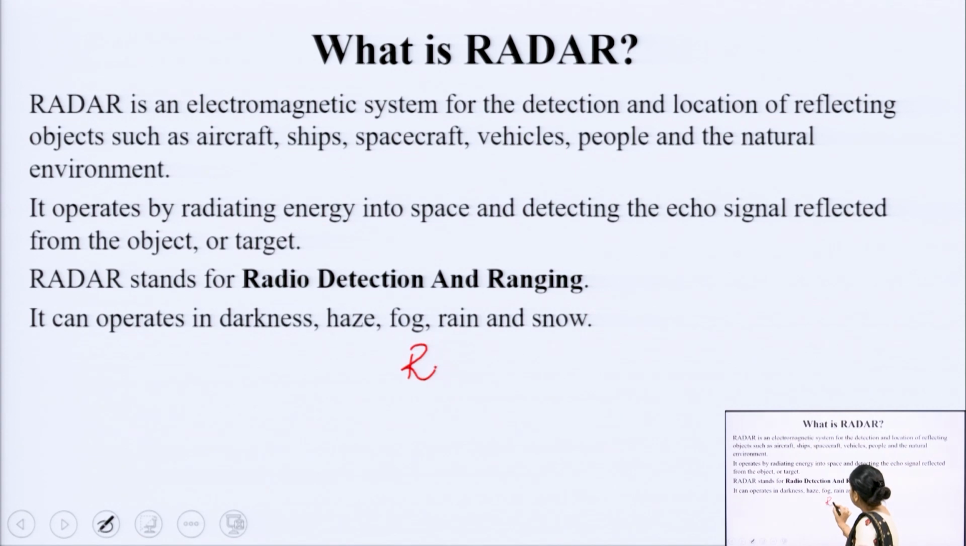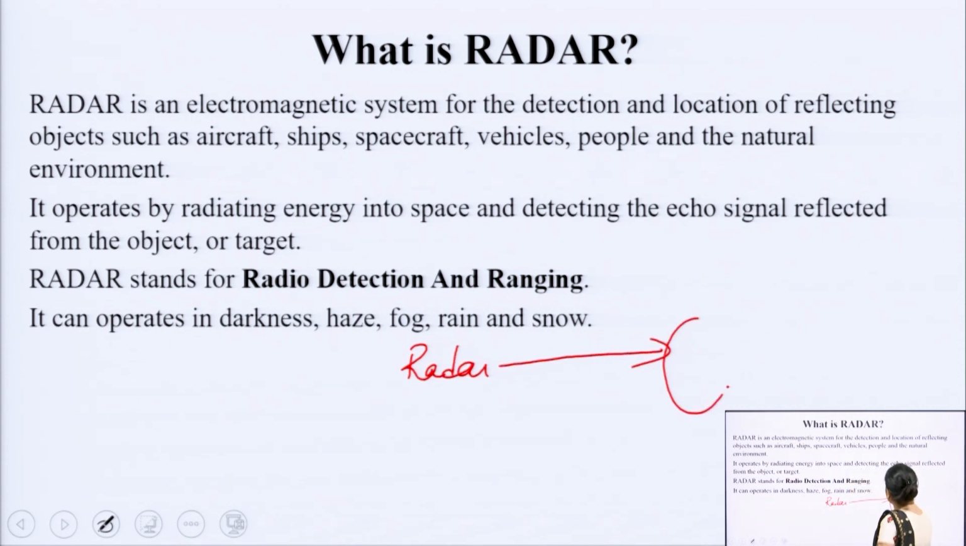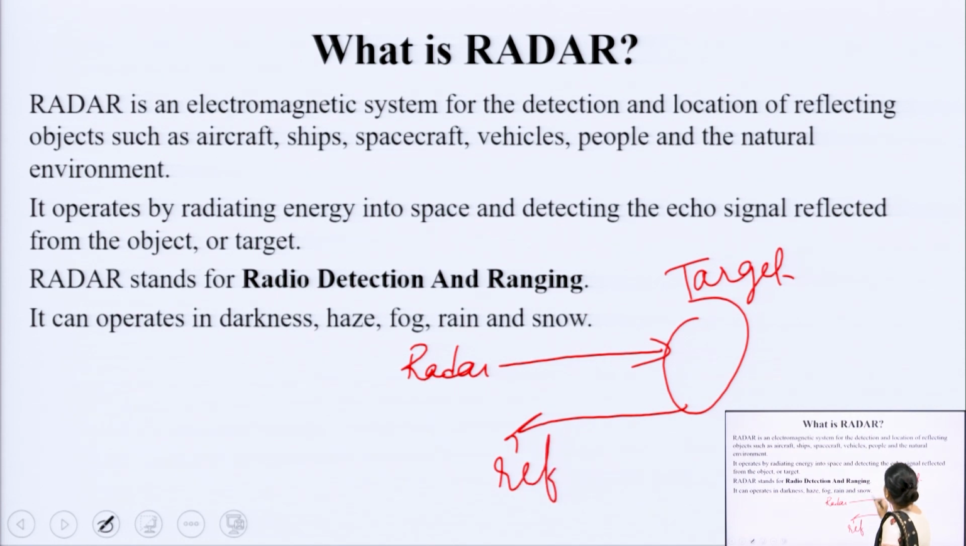So, it is a radar, it is radiating the signal, a target comes on its way, and this target reflects the signal, or we can say the echo signal is reflected from the object, and it is received by the radar for locating the place of the target.